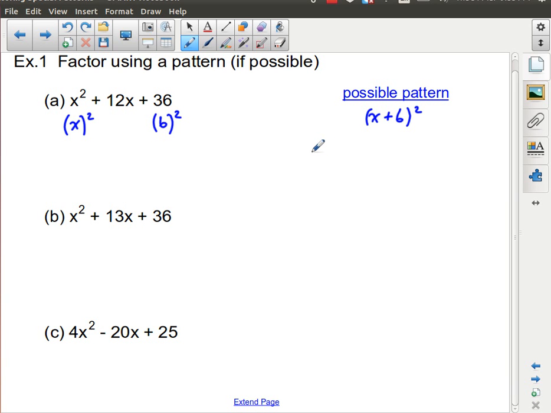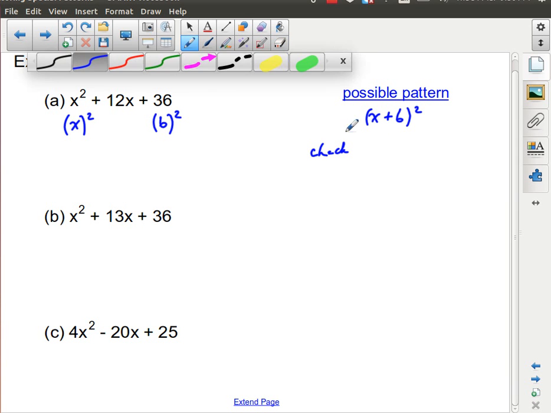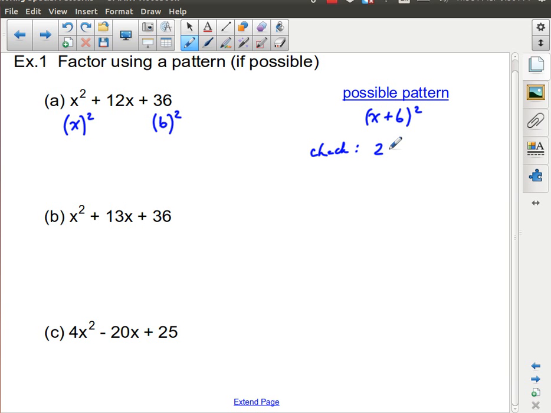Now, to check that, what I want to do is take 2 times the first term times the second term. So there's the first term, there's the second term. Well, what is 2 times x times 6? Well, 2 times 6 is 12, and there's an x left over, but that's what I have here. So this checks out with this. So my answer here is x plus 6 all squared.